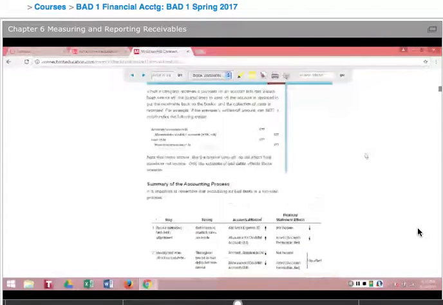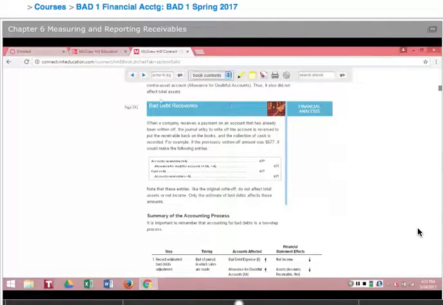Let's take a look at what happens if we recover a bad debt that was previously written off. What we would have to do is a two-step process. We would exactly reverse the write-off that we did. So we would reestablish the accounts receivable with a debit, causing the asset to go up, and increase the allowance for doubtful accounts. So notice that these two offset. Again, there is no effect when you reverse the write-off.